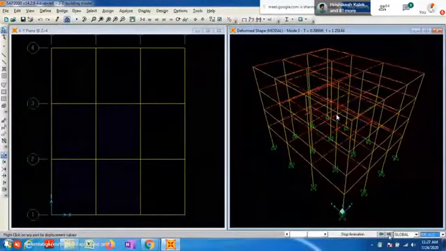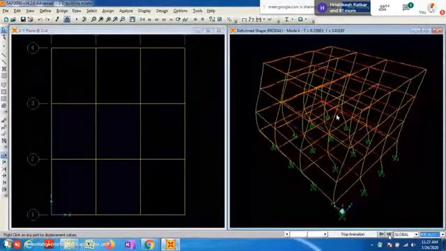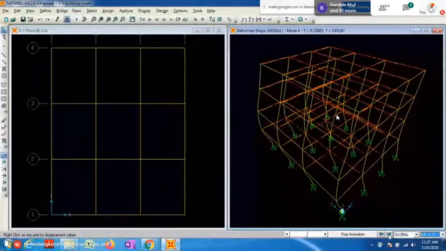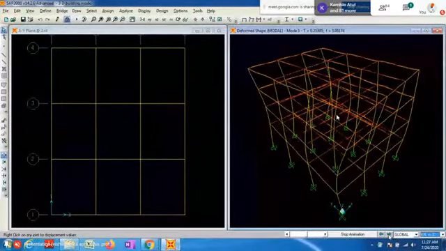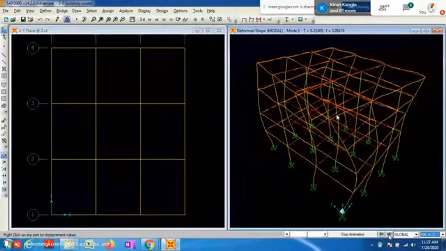Now this is translation, but along the Y direction. Next, this is again translational. Again, this is a rotational mode. Now there is an animated picture.